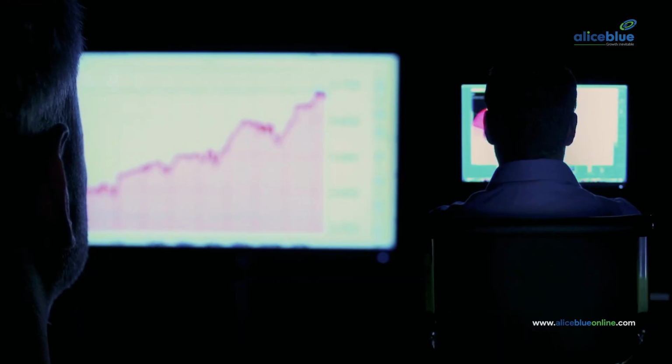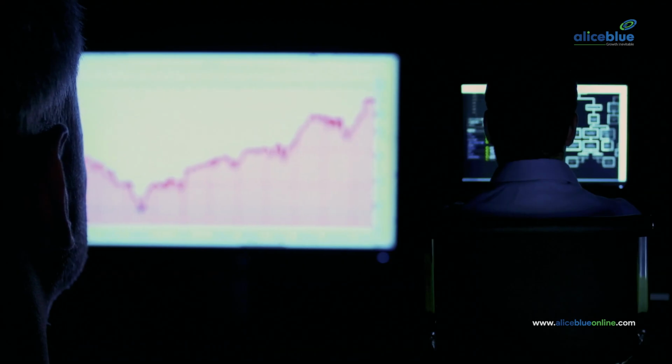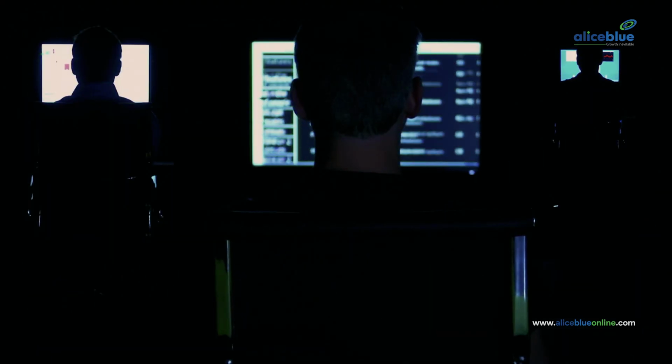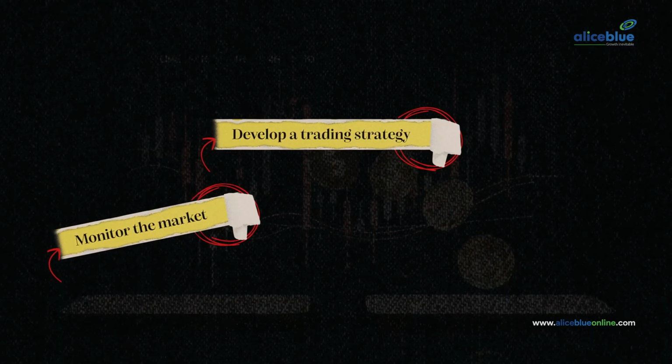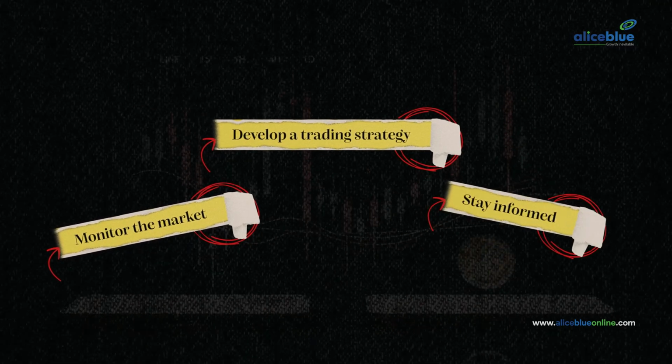And for those just starting, consider beginning with a small investment. Many brokers offer demo accounts where you can practice trading with virtual money. This is a great way to test your strategies without financial risk. Develop a trading strategy, monitor the market, and most importantly, stay informed.